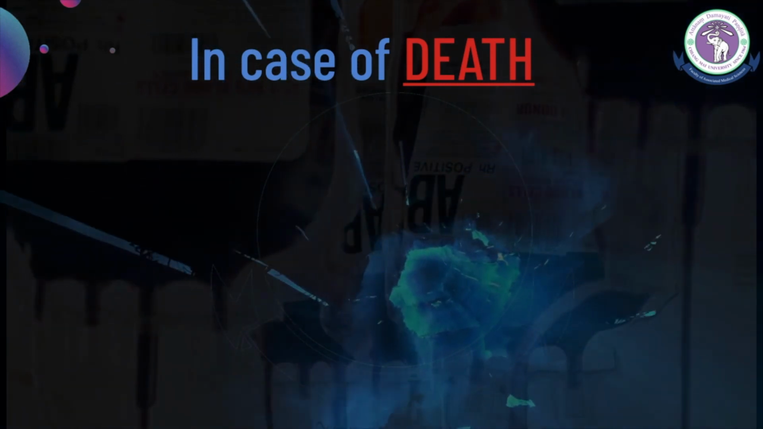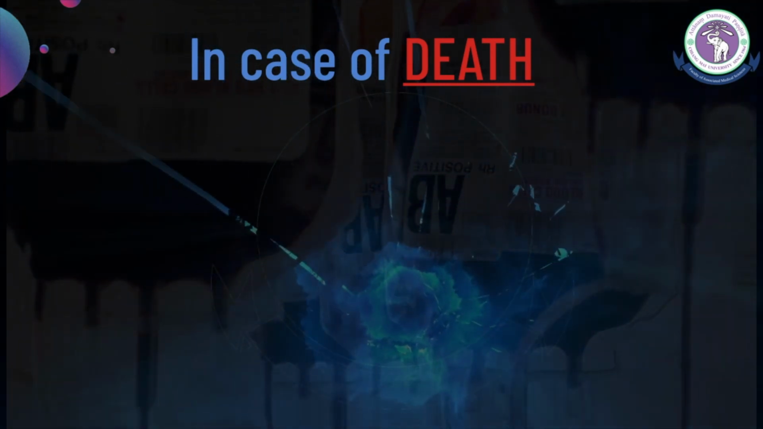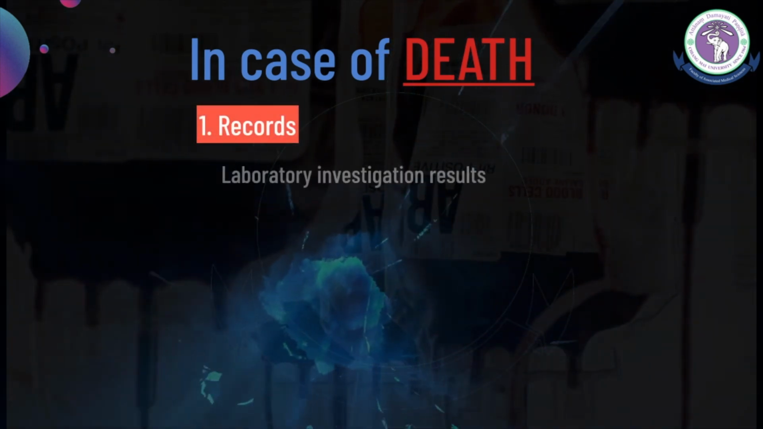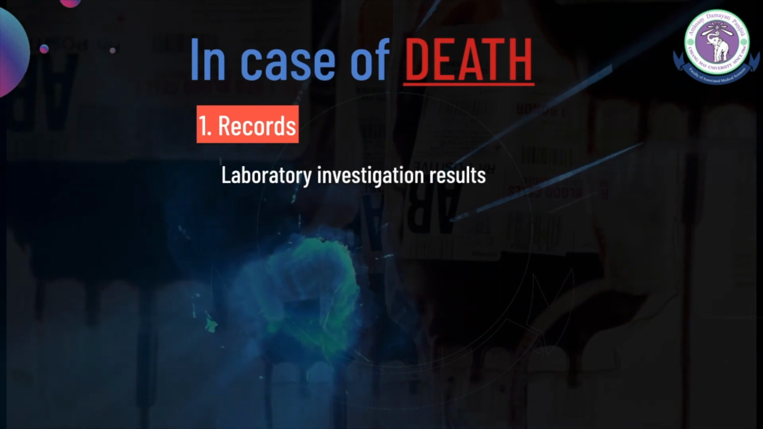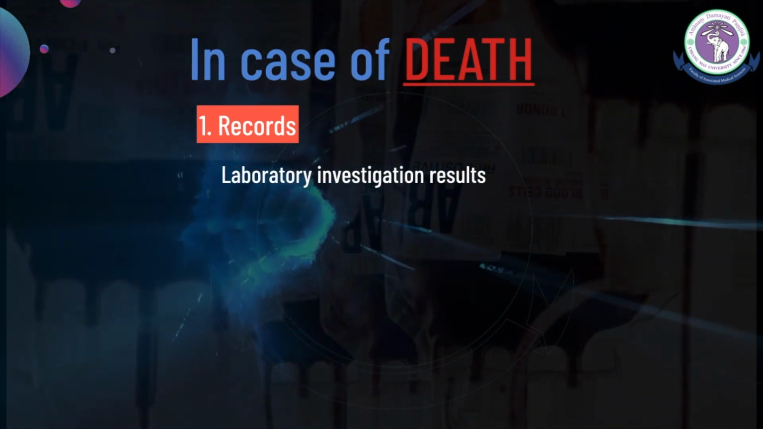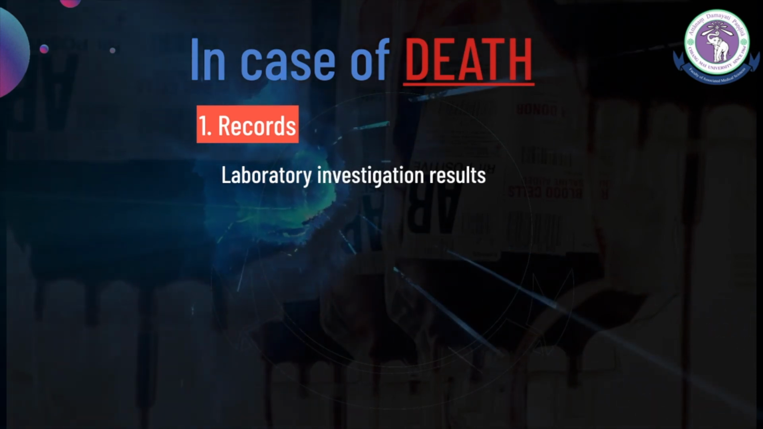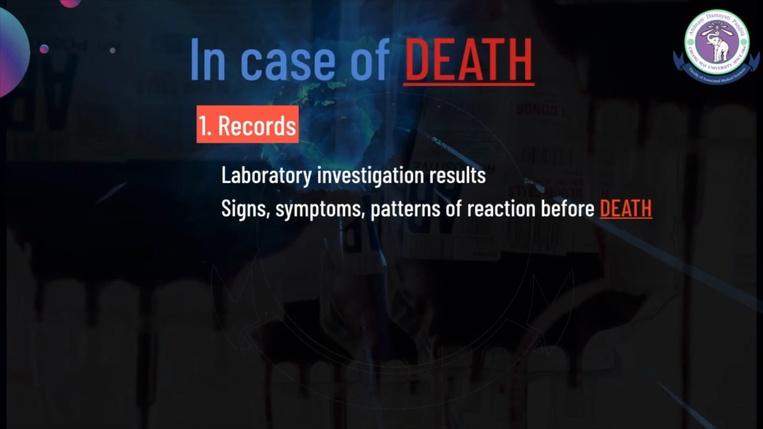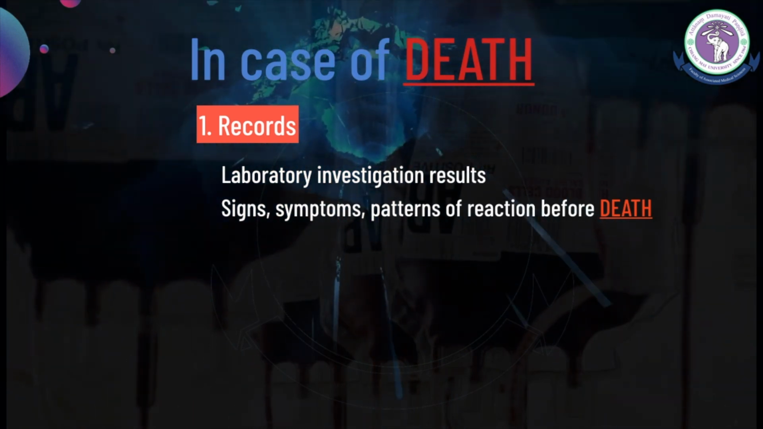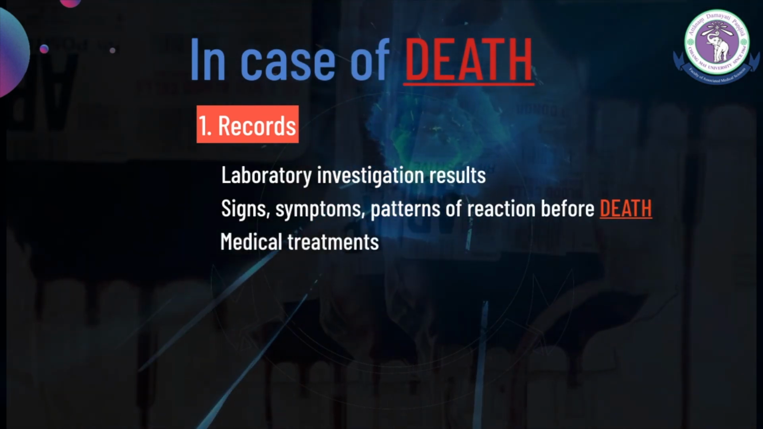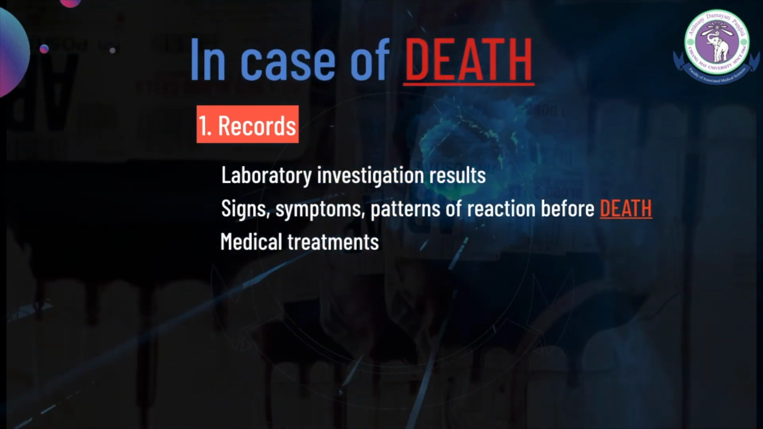What has to be done in case of death related to blood transfusion? First, prepare records, including records of ABO-identical blood transfusion, records of cross-matching, and all laboratory records performed as requested during treatment or after death, signs, symptoms, and patterns of reaction before death, and all medical treatments provided.